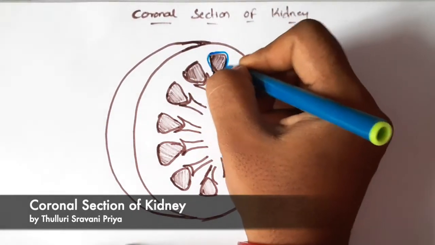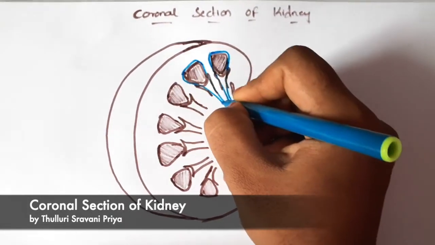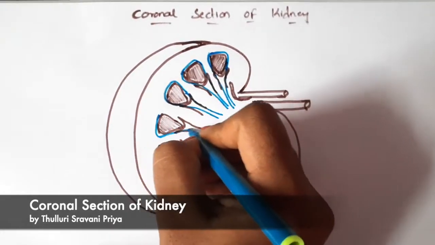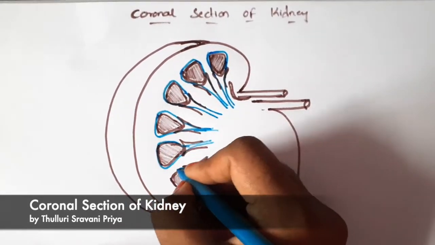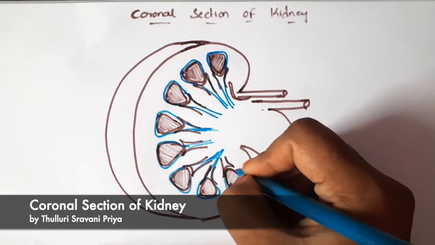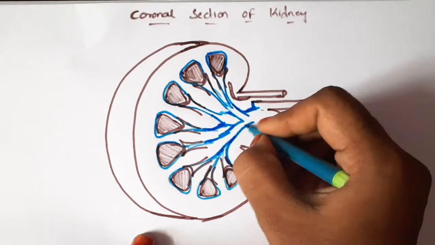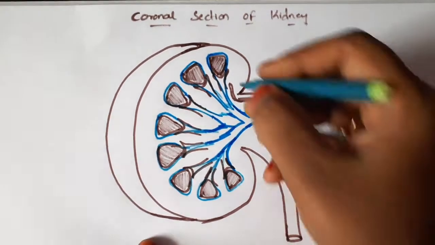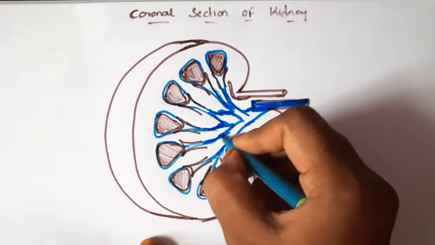This is the arcuate vein. The arcuate vein will drain into the interlobar vein. These interlobar veins will join together to form a lobar vein, segmental vein, and lastly drain into the renal vein, and the renal vein drains into the inferior vena cava.